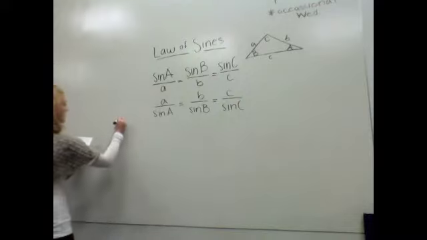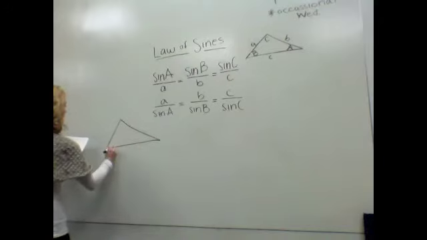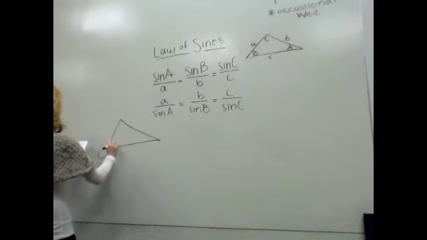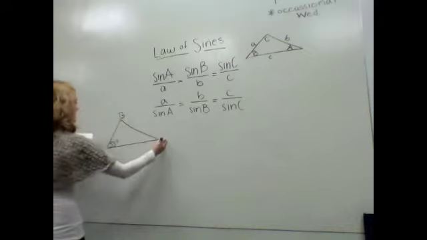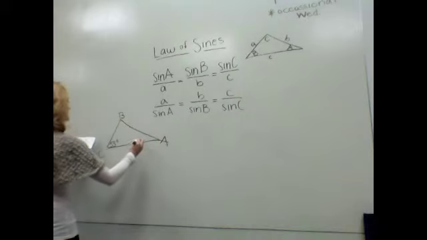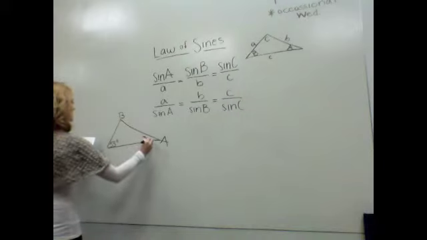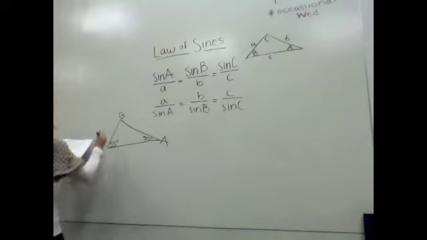So I'm given this triangle here. I have angle C is 55 degrees. I don't know angle B. I have angle A, and angle A is 30 degrees. The side length I'm given is side length A, 8.